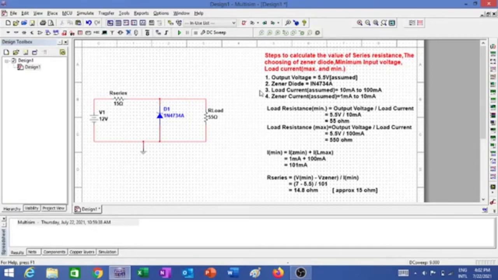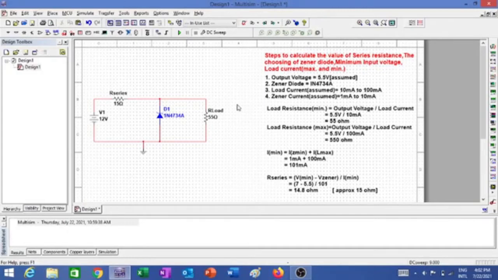Now coming to the third point, load current. What should be my load current? I have assumed it is between 10 milliampere and 100 milliampere, and the Zener current I have assumed as 1 milliampere to 10 milliampere. As I told you, I will be explaining two categories, that is line regulation and load regulation. I am starting my explanation with the latter one, that is load regulation.